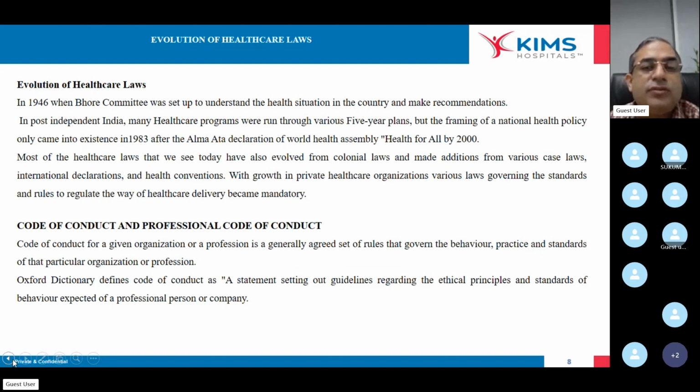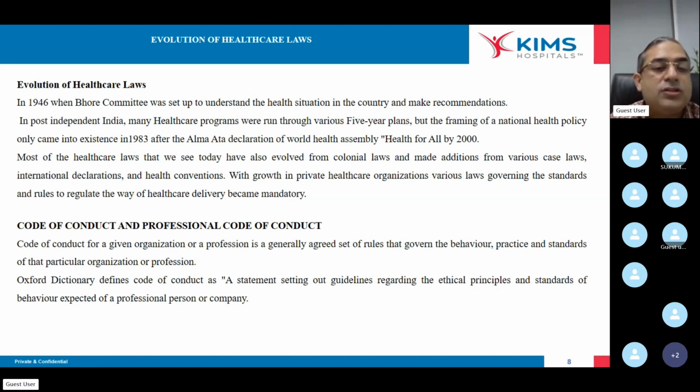So if you look at evolution of healthcare laws, in 1946, the Bhore Committee was the first one to make recommendations. Post Indian independence, the national health policy was framed in 1983 after the Alma Ata declaration of the World Health Assembly, Health for All by 2000. Of course, health for all has not happened yet in India. Many people don't get health services, medical services even today.